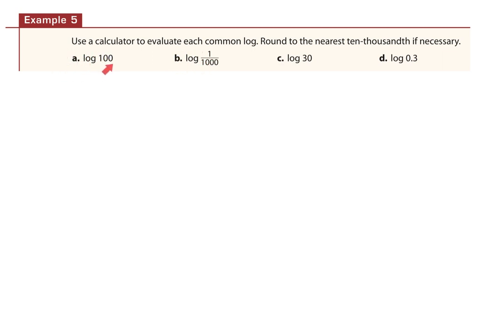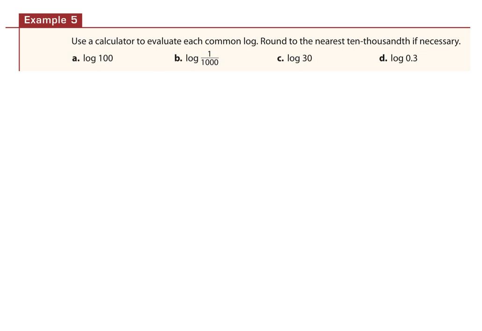10 to what power is 100? Hopefully you can do that. That's 2. 10 to what power is 1/1,000? Negative 3, right? So when you plug these into your calculator, you're going to get 2. You're going to get negative 3, right? Here we're going to get a little bit different because 10 to a power does not equal a perfect 30. So this is going to give you a decimal.